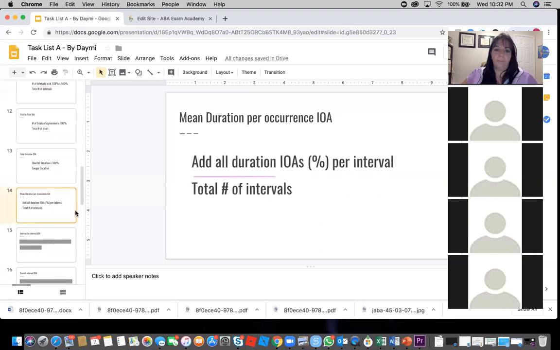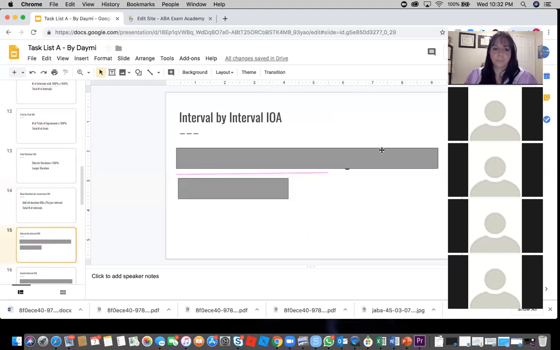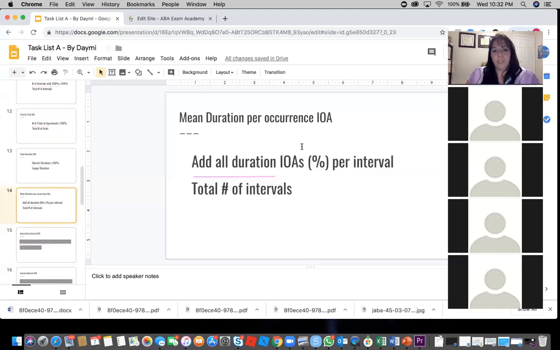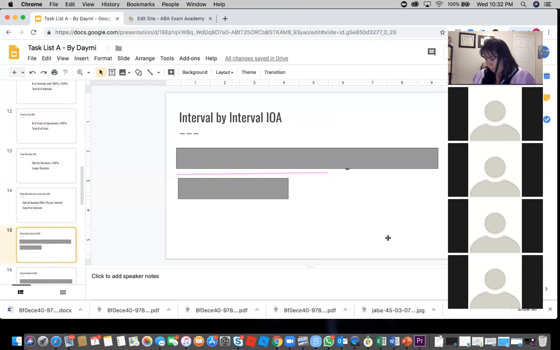We are on this one, duration. Good? We can move on. Okay. Wait, what was the last one? I'm sorry. The last one was mean duration per occurrence. Do you have any questions? No. Okay. All right, we're gonna move on to interval by interval.